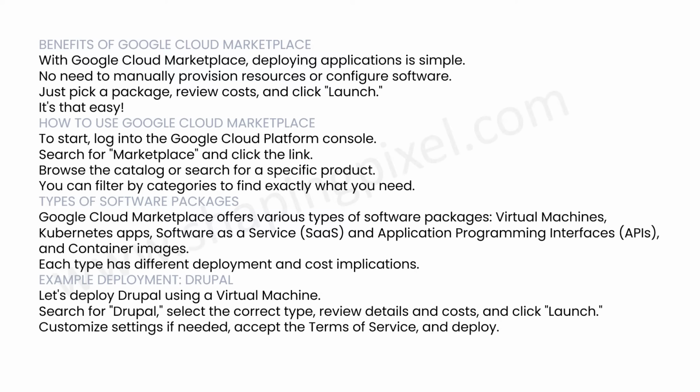You can filter by categories to find exactly what you need. Google Cloud Marketplace offers various types of software packages: virtual machines, Kubernetes apps, software as a service, application programming interfaces, and container images. Each type has different deployment and cost implications.